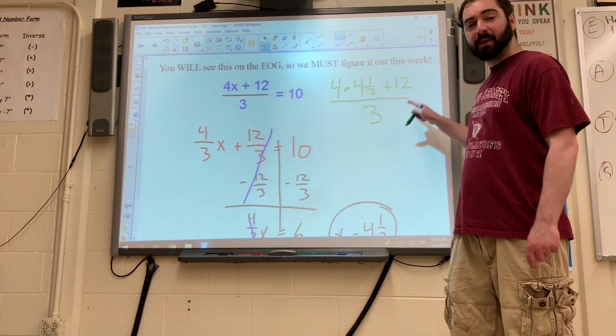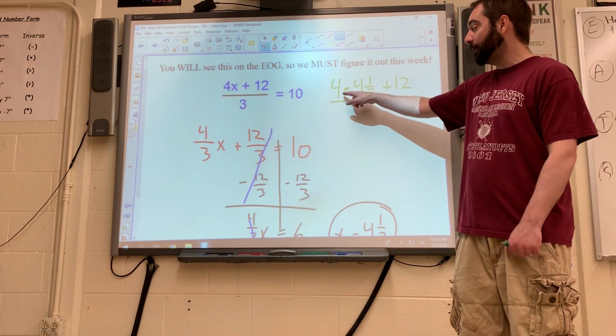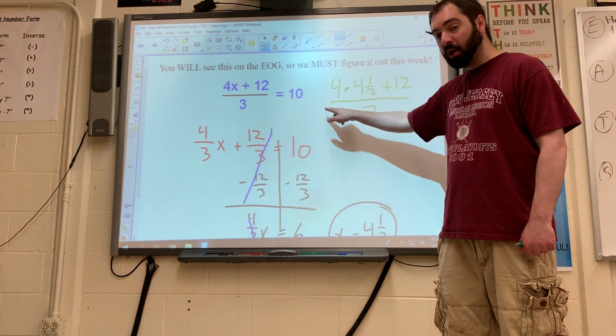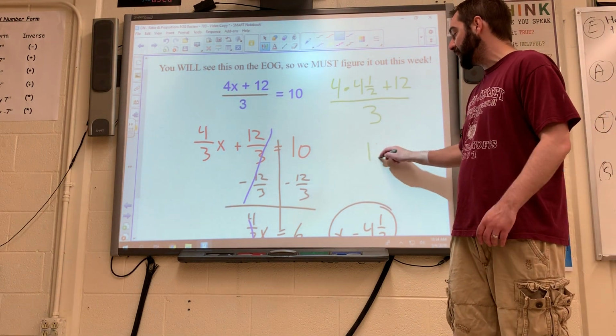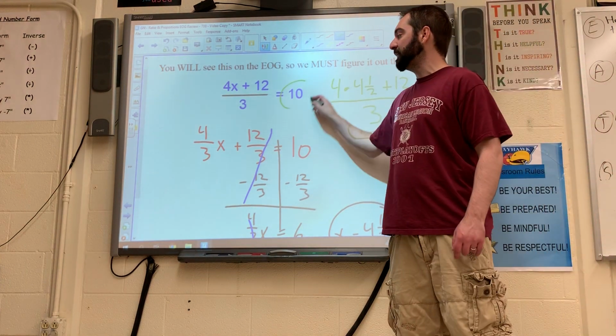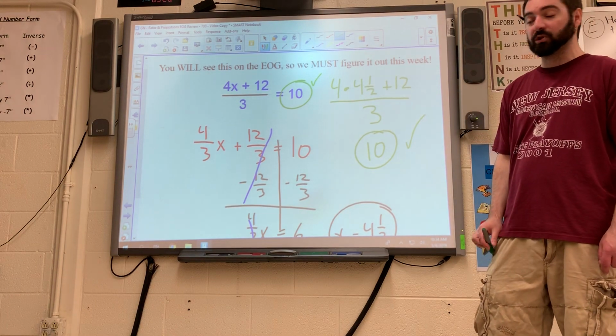But you can set this up in your calculator exactly how you see it using that fraction button. 4 times 4 1/2 plus 12 all over 3. You press enter on a calculator. If you put it in correctly, you're going to see positive 10 pop up. Positive 10 is the same as positive 10. 4 1/2 has to be the solution to this problem.